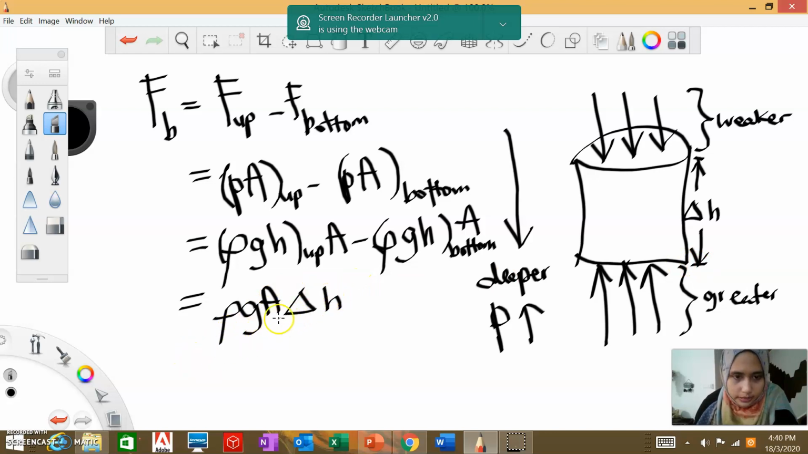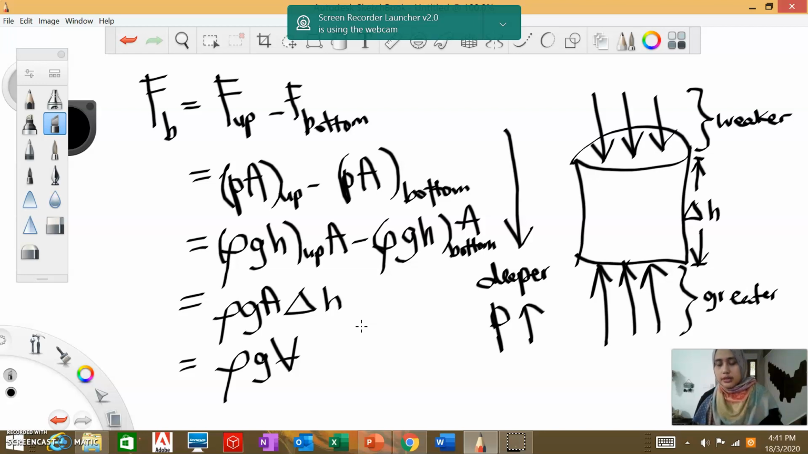By the way, the area is the cross-sectional area. If you multiply it with the height, basically it's the volume, the volume of the object. But if you notice, this volume of the object is basically equal to the volume of the water displaced by the object. By displacing water, the space is now occupied by the object.